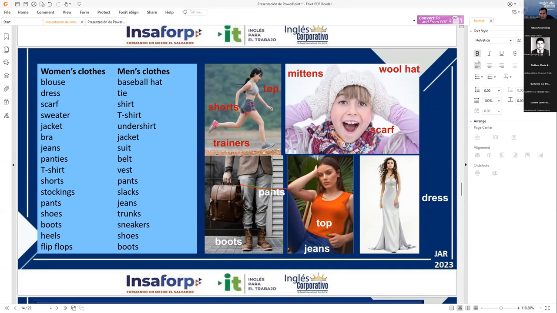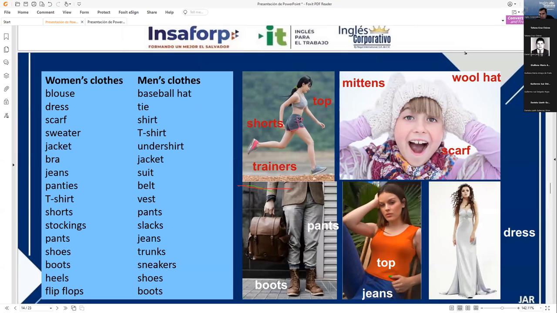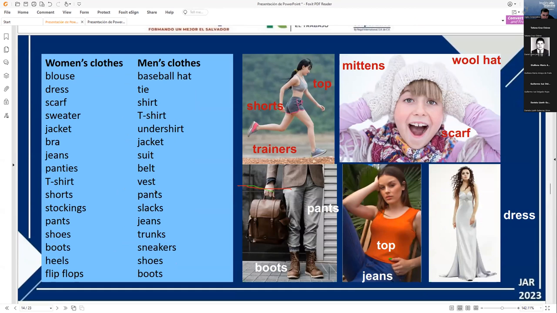Okay, questions? Questions about the other elements, because we need to go to the next. Repeat, please. Lo que significa ti. Tie. This one? Tie. Corbata. Tie. It's a tie. Okay. Any other question?